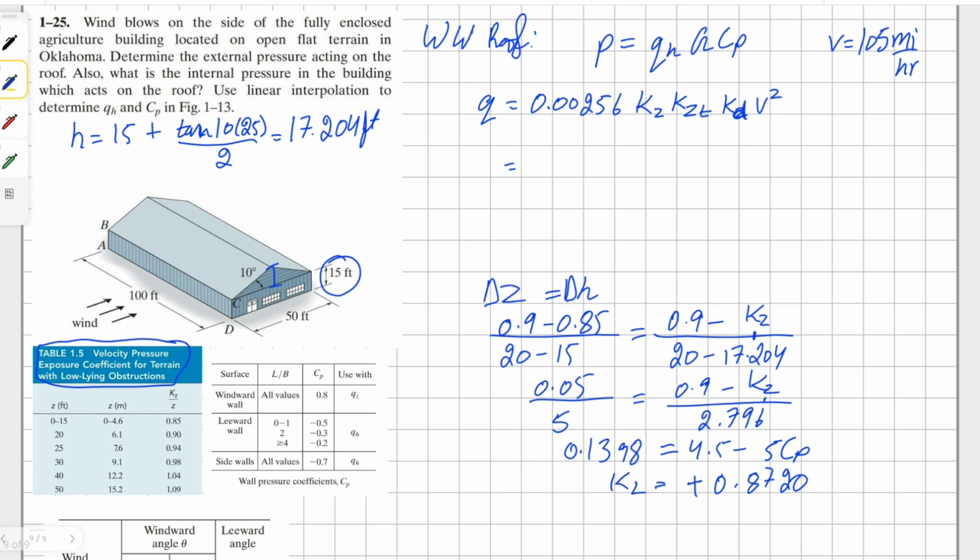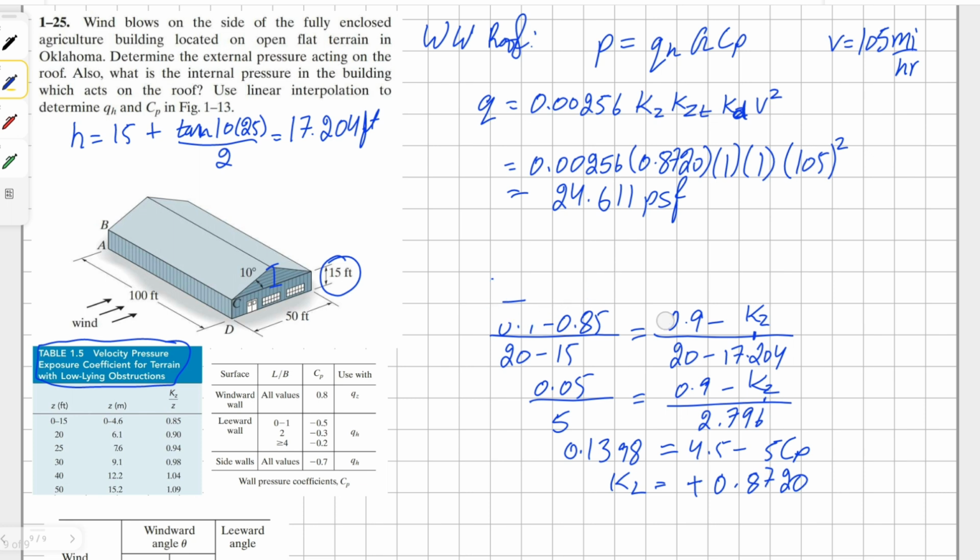Okay, so now we should be able to solve this equation with 0.00256 times our exposure coefficient, which we just found out, times our topographic factor, which is 1 because it's an open area, times our directionality, because we're thinking about or solving for just wind in this problem, and our velocity 105 squared. Solving this, 0.00256 times 0.8720 times 105 squared, and we get the answer to be 24.611 pounds per square foot.